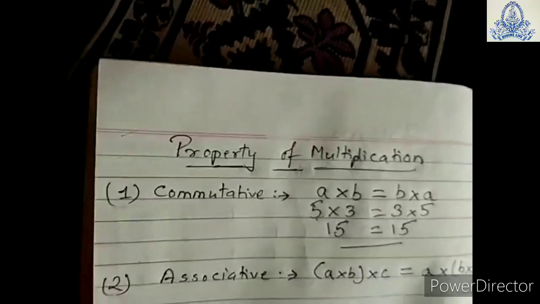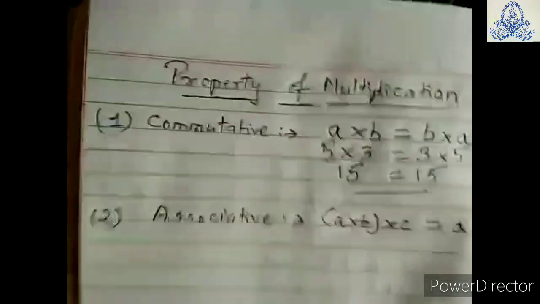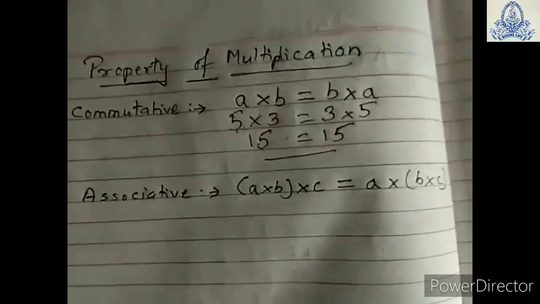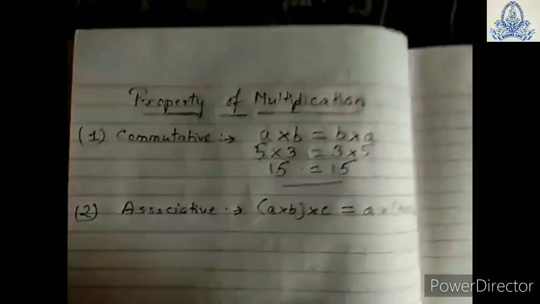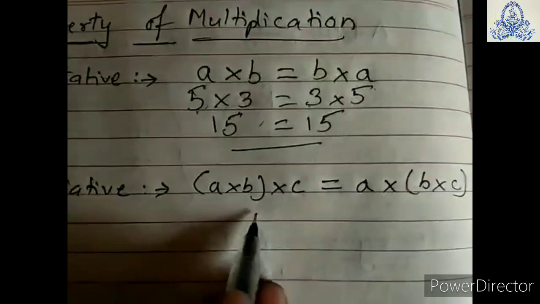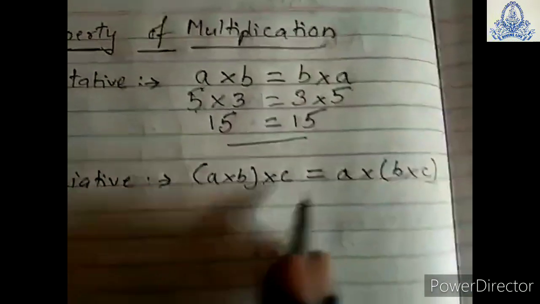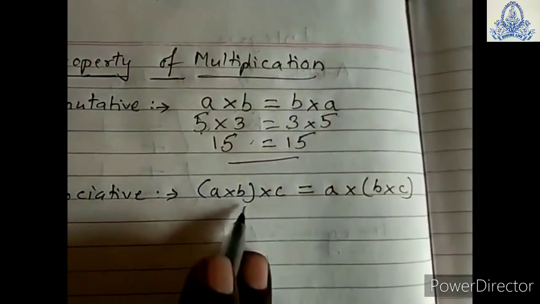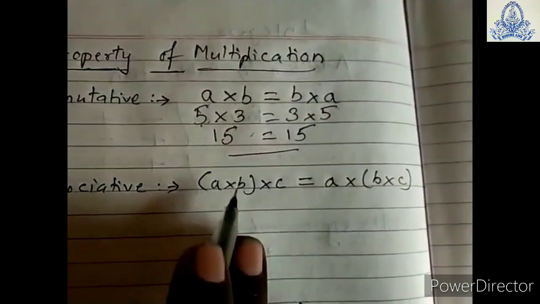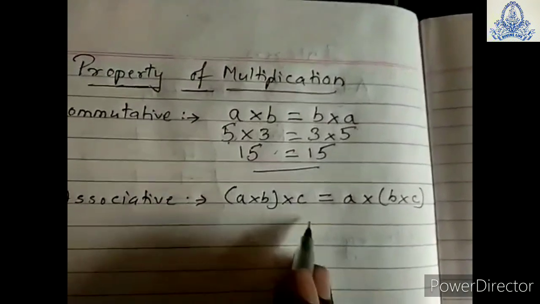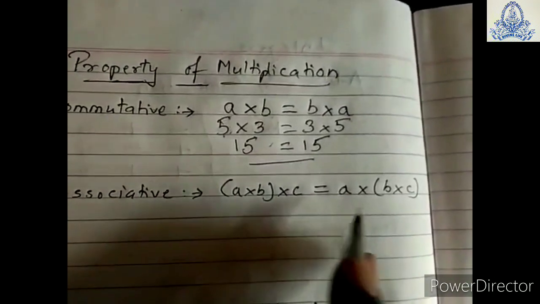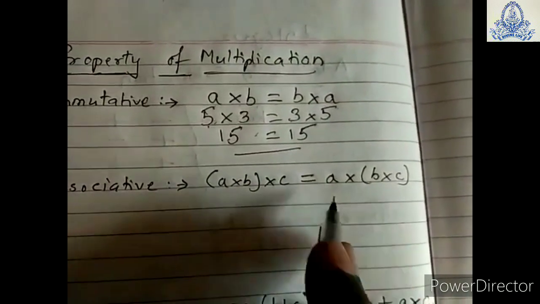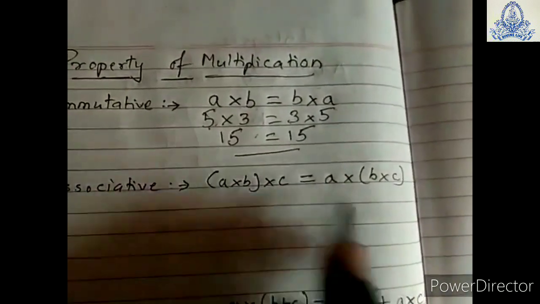The second property of multiplication is the associative property. The associative property of addition we have seen. Here it is the associative property of multiplication, where bracket A multiplied by B, multiplied by C, is equal to A multiplied by bracket B multiplied by C. If we multiply A into B first in one bracket, and then whatever answer we get we multiply by C, it will be the same as if we first multiply B by C, and with the answer we multiply by A. Then also the answer will be the same.